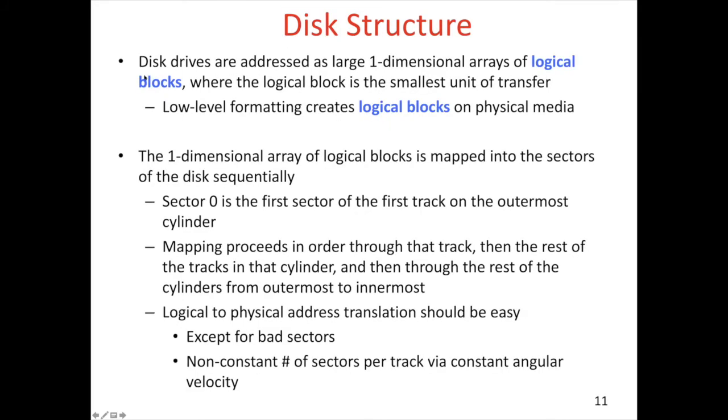Disk structure. Disk drives are addressed as large one-dimensional arrays of logical blocks, where the logical block is the smallest unit of transfer. Low-level formatting creates logical blocks on physical media. The one-dimensional array of logical blocks is mapped into the sectors of the disk sequentially. Sector 0 is the first sector of the first track on the outermost cylinder. Mapping proceeds in order through that track and then through the rest of the cylinders from outermost to innermost. Logical to physical address translation should be easy, except for bad sectors and a non-constant number of sectors per track via constant angular velocity.